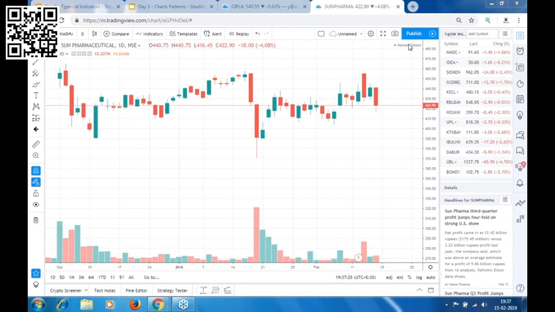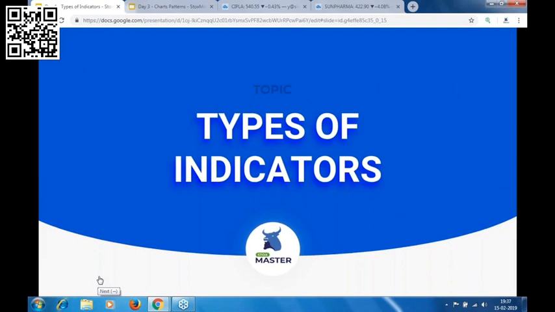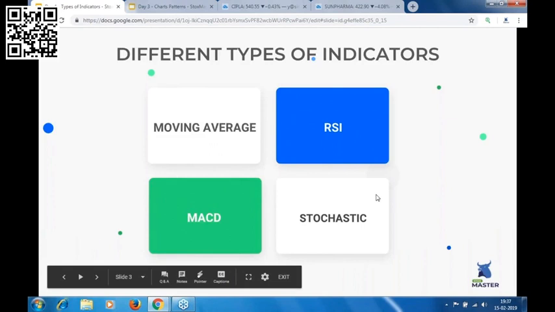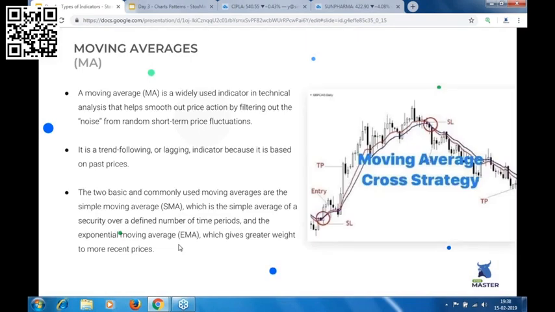Today we'll see the types of indicators that are most commonly used in technical analysis, like moving averages, RSI, MACD, stochastic. A moving average is a widely used indicator in technical analysis. It is a trend following, lagging indicator because it is based on past price. The two most commonly used moving averages are the simple moving average and the exponential moving average, that is, the SMA and the EMA.